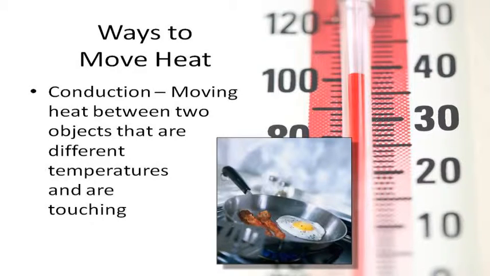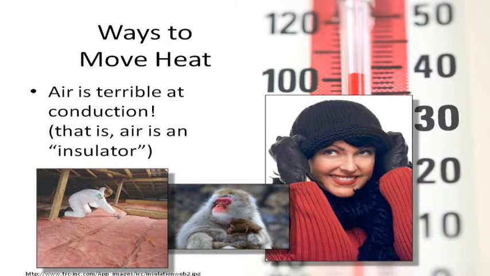As it happens, air is terrible at conduction. Air is in fact one of our best insulators. This is why we use air as a type of insulation. I mean, the insulation that we put into roofs of buildings or into the walls of a structure is typically mostly just little trapped pockets of air.